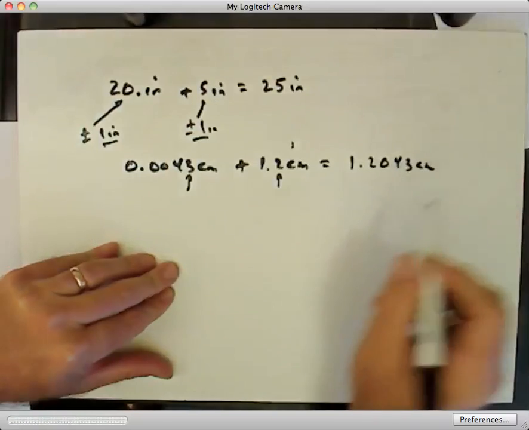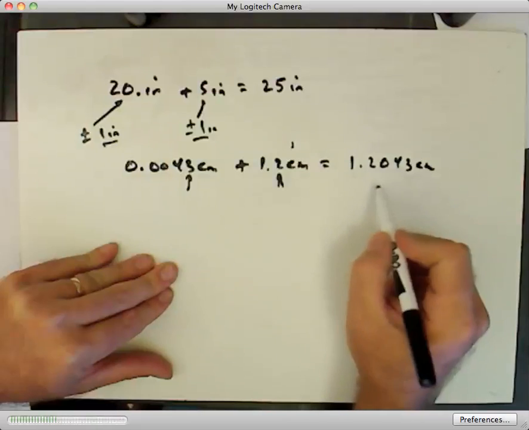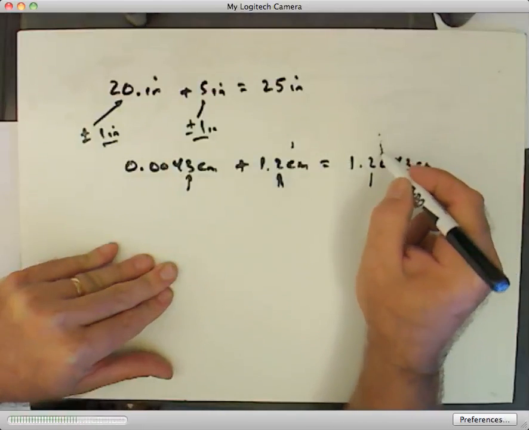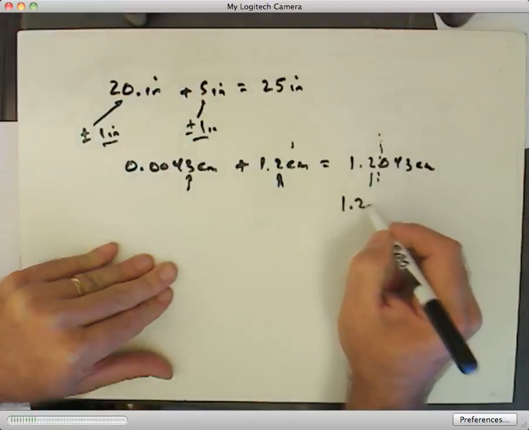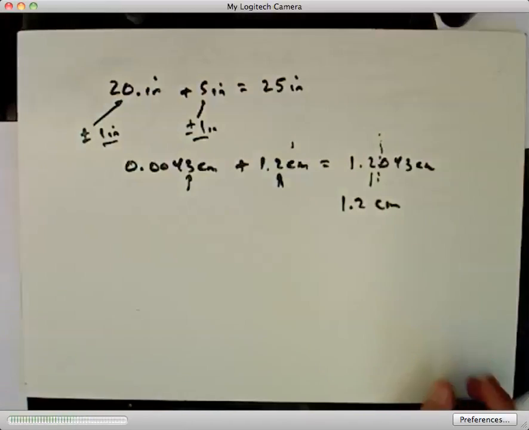So if I added those together, I get 1.2043 centimeters. Well, the tenths place is the largest error, so I'm going to round off right here, and 1.2 centimeters is my answer. Now that's kind of weird, that you would add two numbers and still get one of the same numbers.